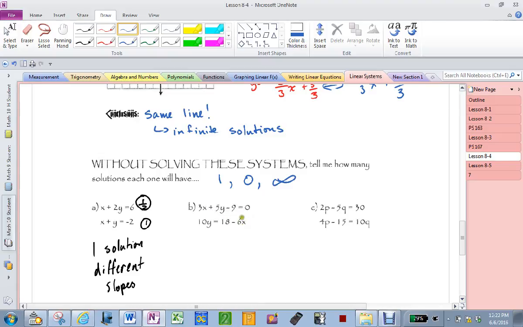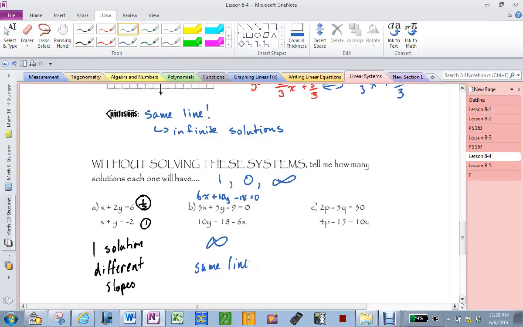So Vanessa is doing a different strategy. She's moved this 6 over so they're in the same form. 6x plus 10y, and she moved the 18 over as -18 equals 0. Hey, wait a minute. 3 times 2 is 6, 5 times 2 is 10, and -9 times 2 is -18. Doesn't that mean they're the same line? So, if they're the same line, how many solutions? Infinite. Why? Same line.